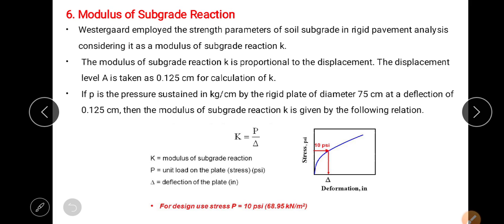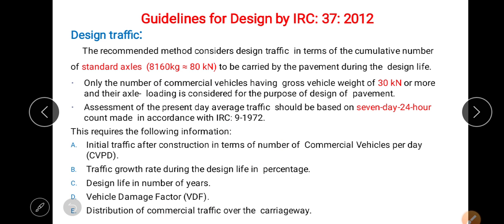Modulus of subgrade reaction, we have already studied in foundation engineering. It is nothing but the pressure at a deformation level of delta equal to 0.125 centimeter, or 1.25 millimeter. Okay, this we already learnt. We are just glancing, recalling what you have already learnt in previous classes, maybe in the name of other subjects, but it is most related to this subject.